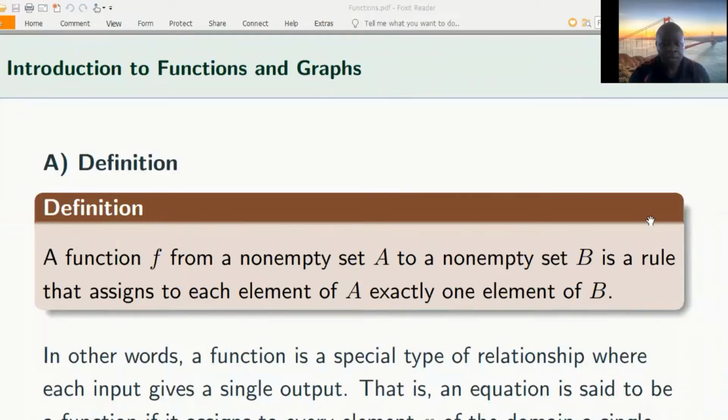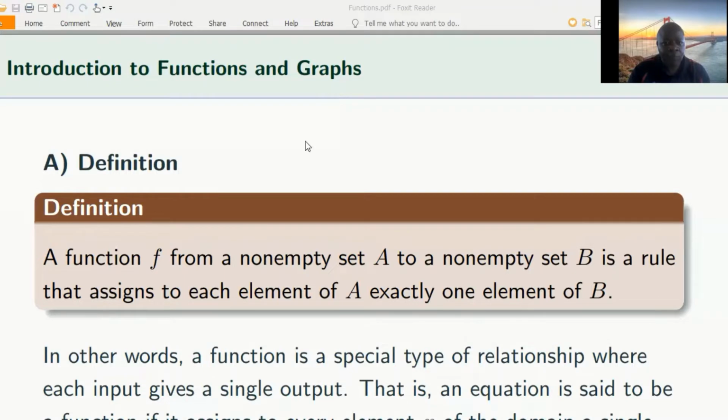Welcome back. Today we want to look at an introduction to functions. First I define what a function is. I'll be using small letters like f, g, h, and so on to denote functions. A function f from a non-empty set A to another non-empty set B is a rule that assigns to each element of A exactly one element in B.